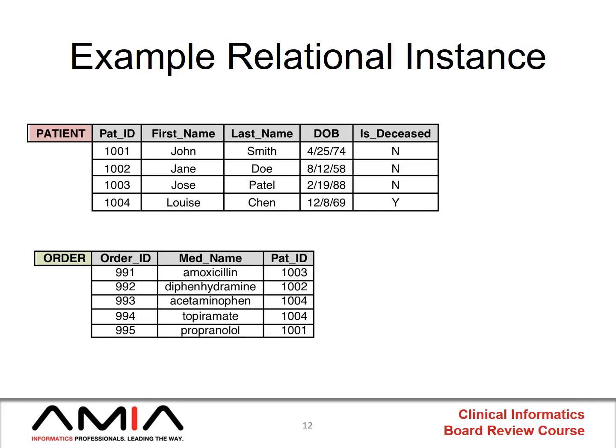And notice how I represented the fact that Louise is on 2 different medications. So there's 5 medications there for 4 patients. One of the patient IDs is duplicated. That's 1004. They correspond to order ID 993 and 994. So this means that acetaminophen is associated with Louise Chen, as is topiramate. So now I have a clean way of representing what we call that one-to-many relationship, that one patient can have many medications.